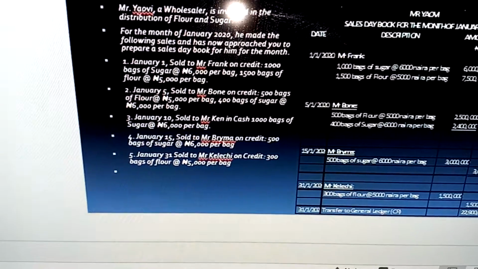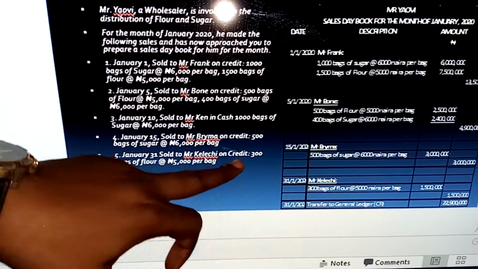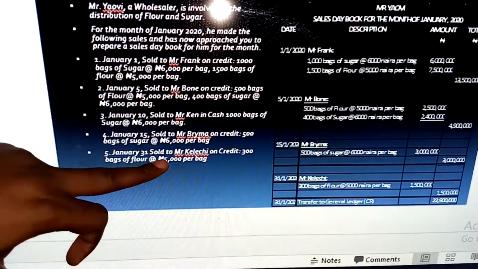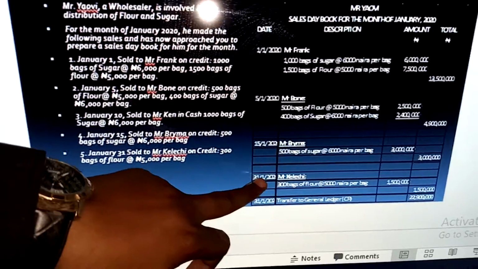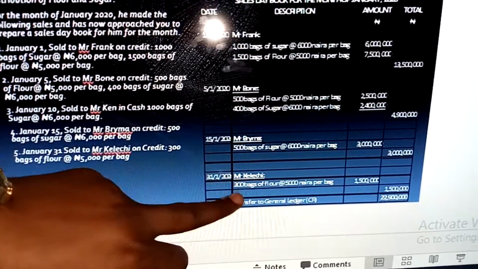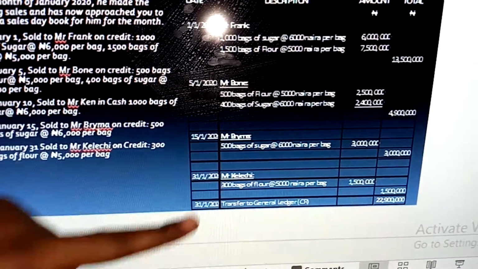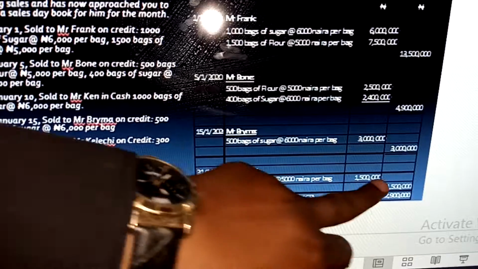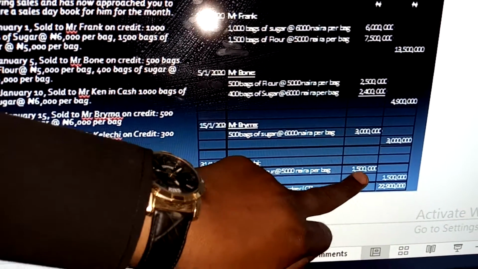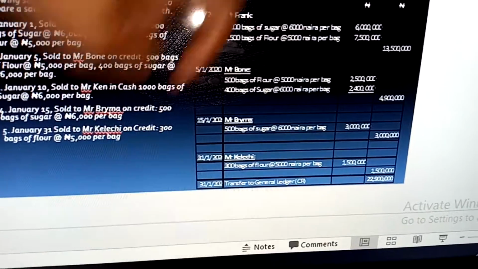Now, on the 31st of January, he sold to Mr. Kelechi on credit 300 bags of flour at 5,000 per bag. So that means we have 31st of January, Mr. Kelechi, 300 bags of flour at 5,000 naira per bag. So 300 bags times 5,000 gives us 1,500,000.